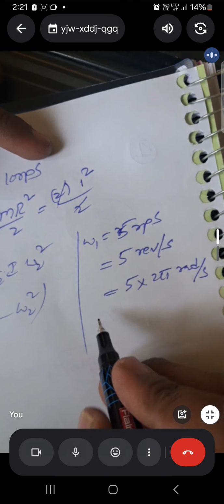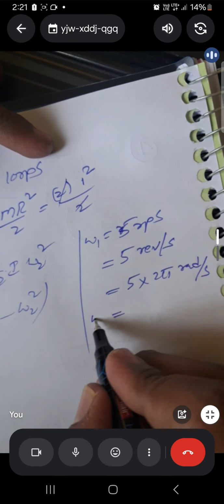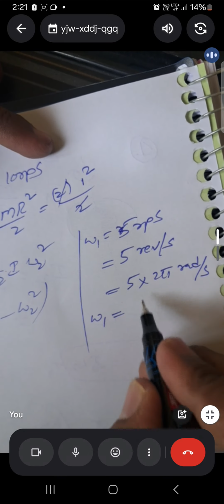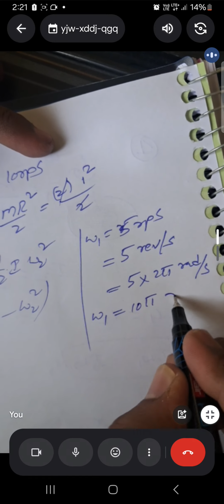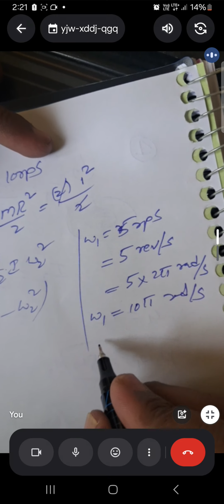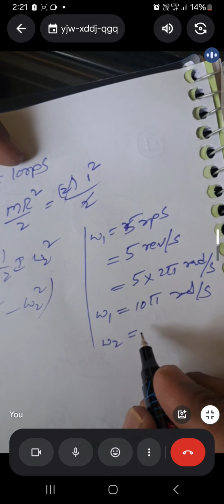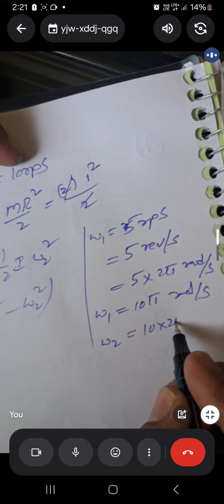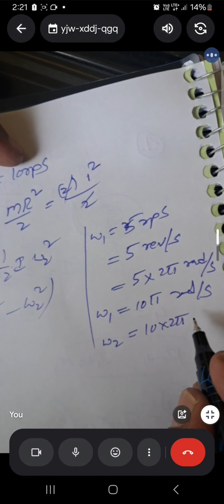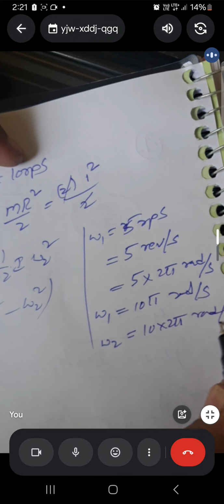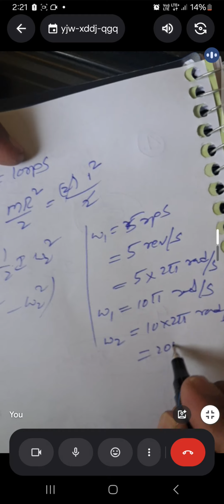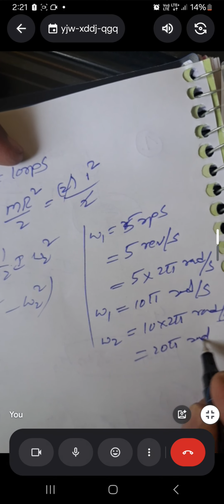Now, what about this one? Omega 1 is 10 pi radian per second. What about omega 2? Omega 2 is 10 RPS, so 10 into 2 pi radian per second. That means 20 pi radian per second. We get that one, 20 pi.